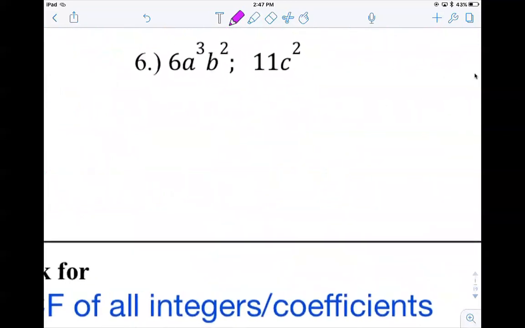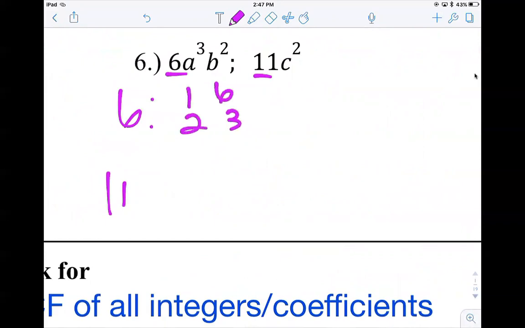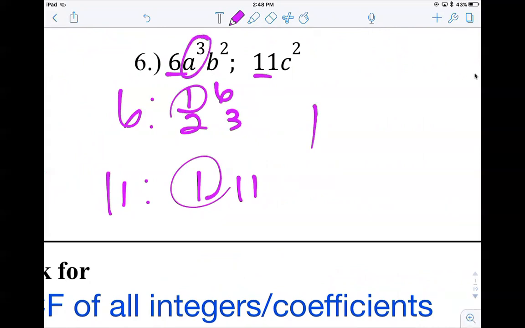And then for number 6, same thing. We have a 6 and 11. So 6 is 1 times 6, 2 times 3. 11 is prime, so that's 1 and 11. So they have a 1 in common. Now let's look at our letters. They have an a to the 3rd, but that's it. There's no a to the 3rd over here. So we can't take that out. B squared, that's it. Can't take that out because there's no other b squared. Same thing with c squared. So the GCF for this one is 1.